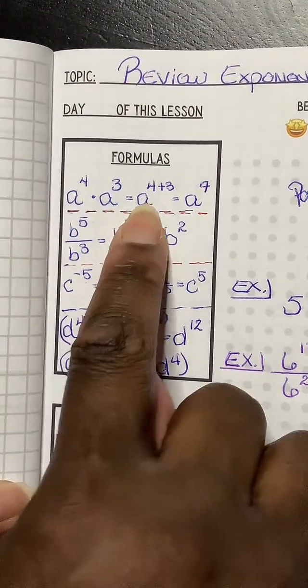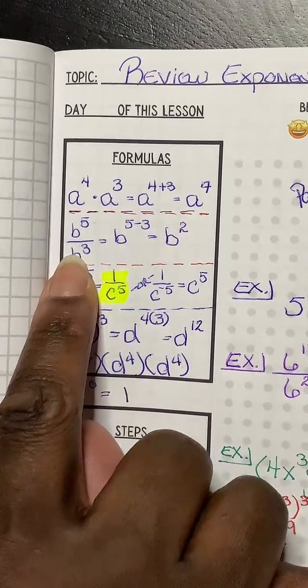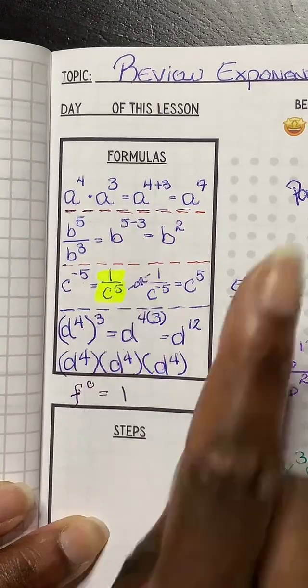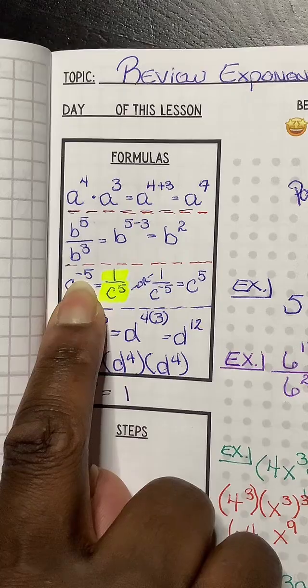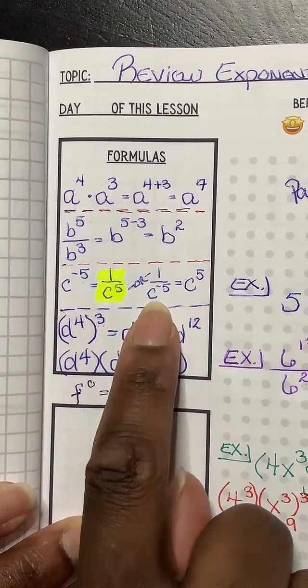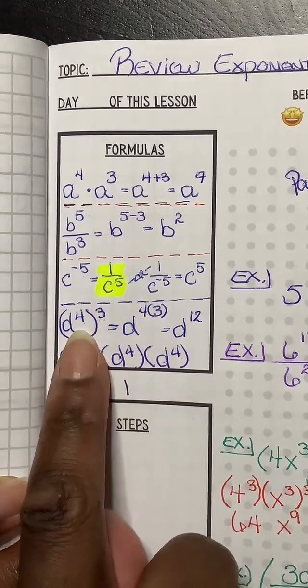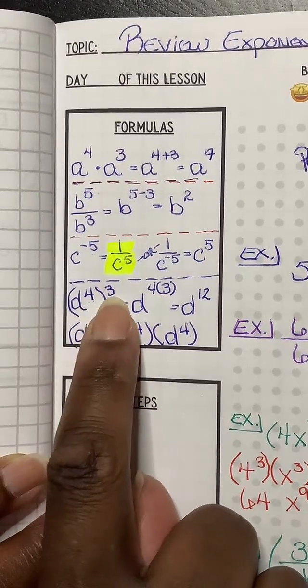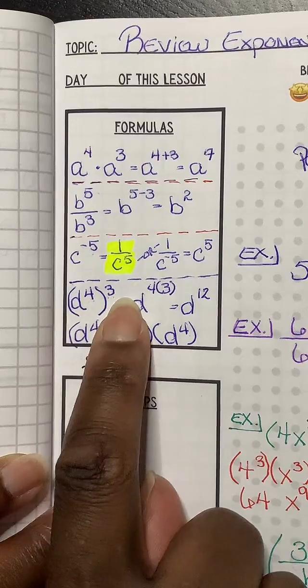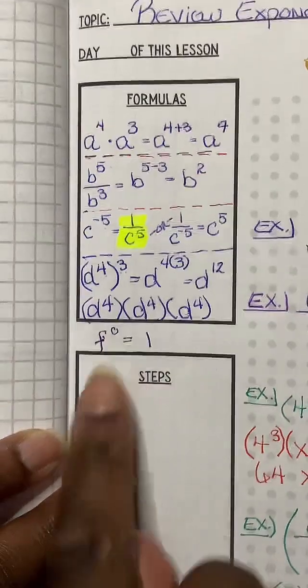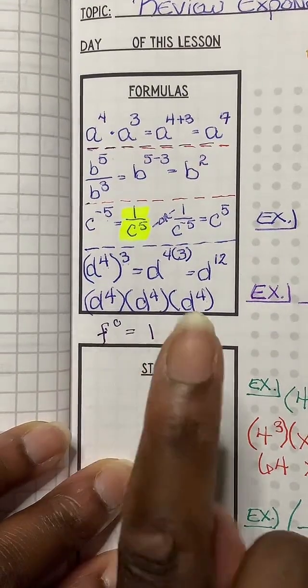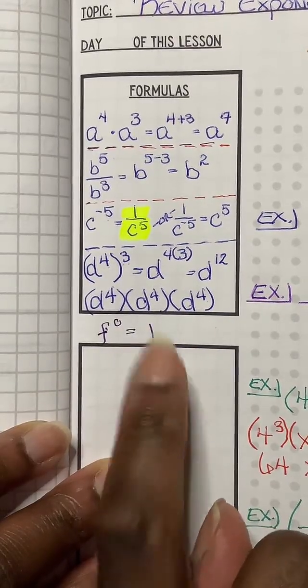Okay, so when you're multiplying, you add the exponents. When you're dividing, you're subtracting the exponents. When you have a negative exponent, flip it. If it's in the bottom, you put it to the top. If it's on the top, you put it to the bottom. And if you have a power being raised to a power, you multiply the exponents. Okay, and anything raised to the 0 power is 1.